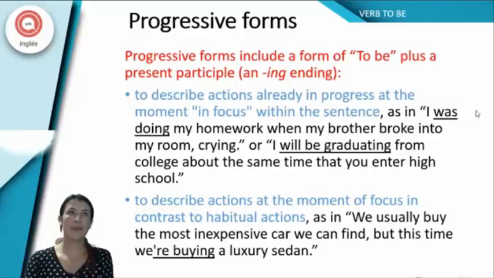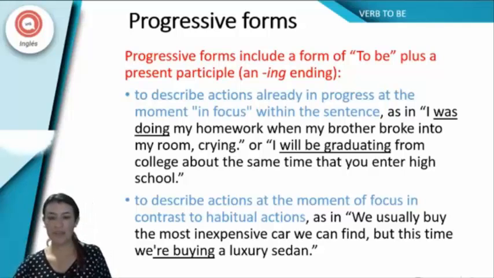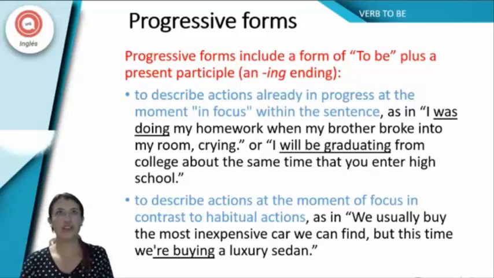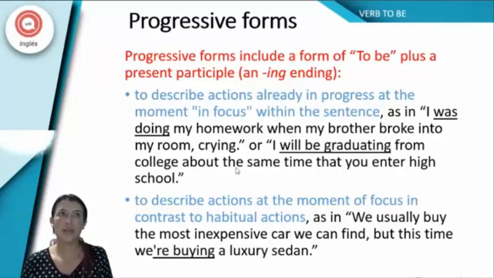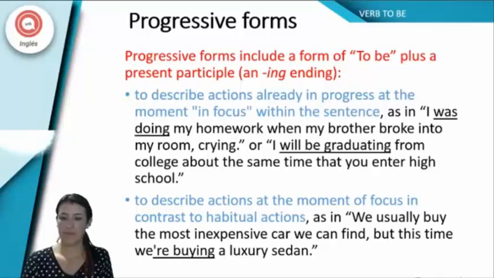Entonces vamos a ver un ejemplo. I was doing my homework when my brother broke into my room crying. Entonces, ¿qué tenemos? Yo estaba haciendo la tarea cuando mi hermano entró a la habitación llorando. Entonces son dos acciones que están pasando al mismo tiempo, ¿no es cierto? Entonces la acción está en proceso y pasa otra acción. Entonces aquí tenemos que complementar el verbo ser o estar con ing, ¿ok? I was doing my homework. Entonces yo estaba haciendo mi tarea cuando mi hermano entró en mi habitación llorando. ¿Listo? I was doing my homework.